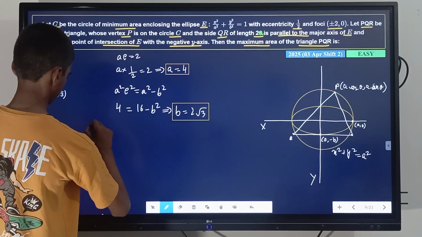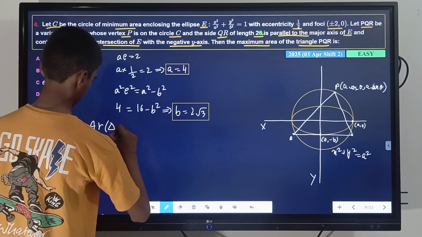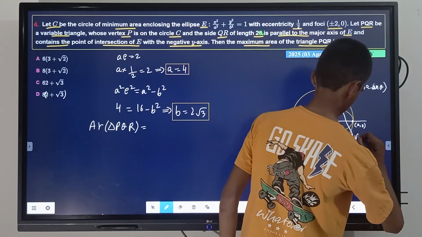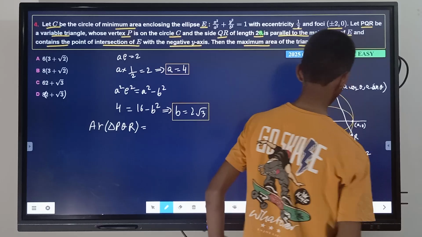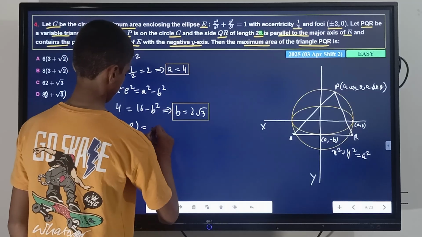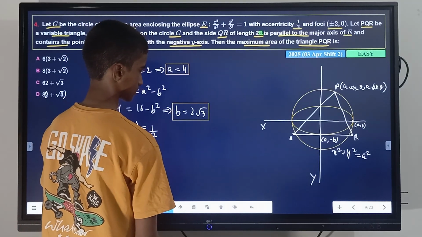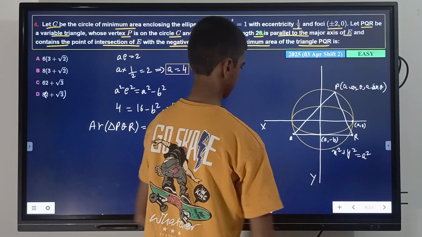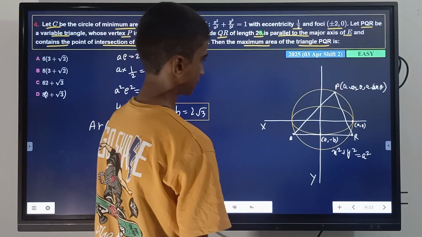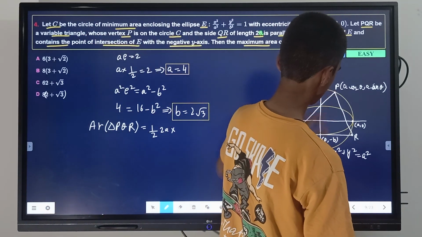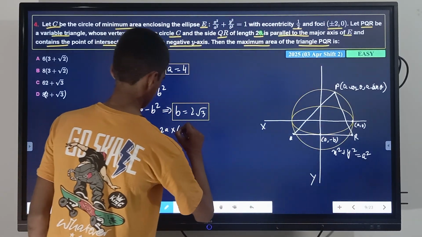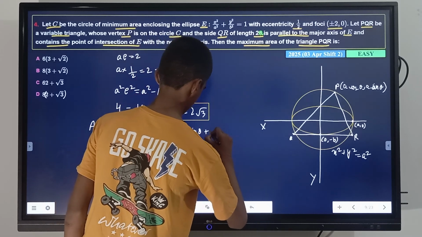Now our area of triangle PQR, this is R. Area of triangle PQR is equal to 1 upon 2 base, length of base is 2a according to the question, into height of the triangle, which is a sin theta plus b.